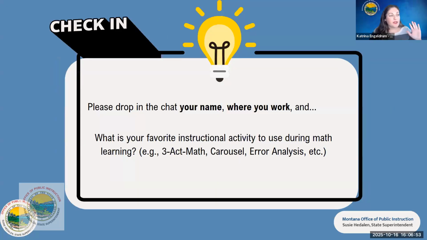So here's that check-in component. If you could please take a moment and in the chat, just let us know who's here. Put in your name, where you work, and please share your favorite instructional activity that you use in your classroom. That can be like a 3-act math, a carousel, error analysis, anything you like to do with your students.